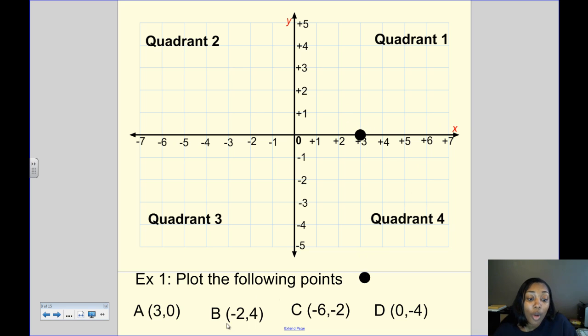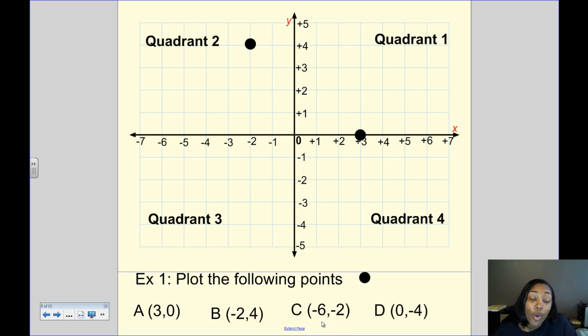Then the next point we want to plot is point B, and point B is at negative 2, 4. That means it's going negative 2 in the X direction, and then positive 4 in the Y direction. Again, we start at the origin. We're going to go negative 2. This time, because it's negative, we move to the left, so we go 1, and then negative 2. And then we go positive 4 in the Y. That means we go up 1, 2, 3, 4, which means that point is going to land here.